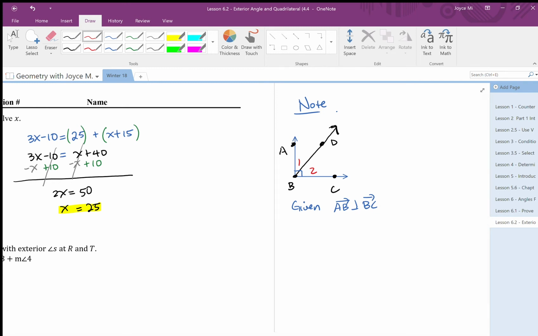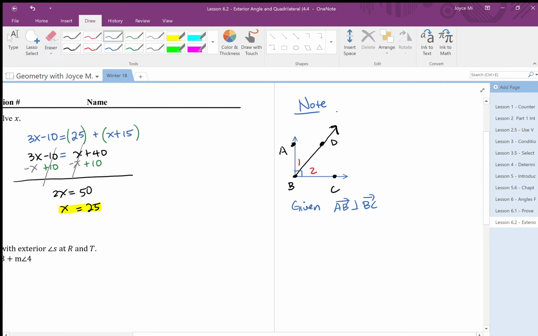So one of my reasons: I could say measurement of angle 1, or measurement of angle ABD, plus measurement of angle DBC is going to give me 90. Let me write a statement. On your statement side, I will write measurement angle 1 (to make it easy, I'm going to use numbers) plus measurement angle 2 is going to give me the big angle, which is 90 degrees.